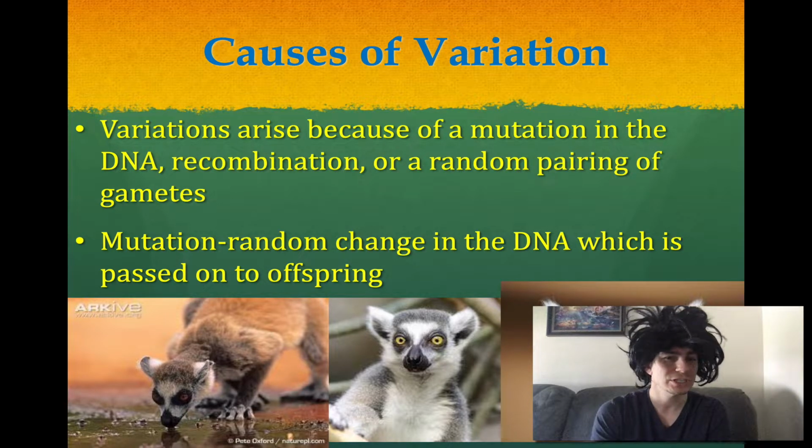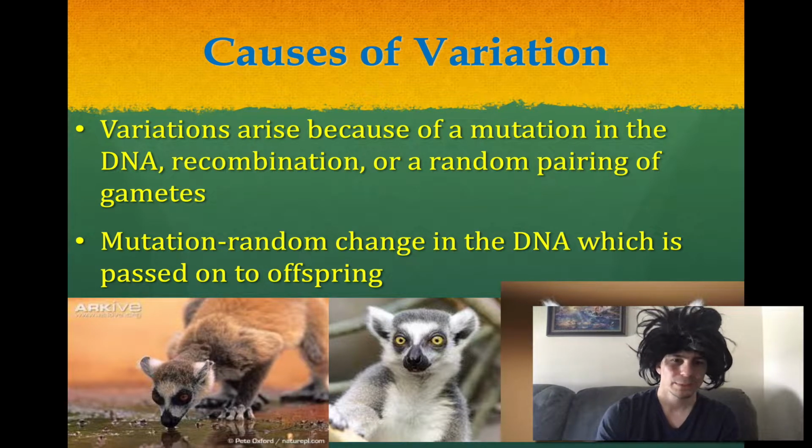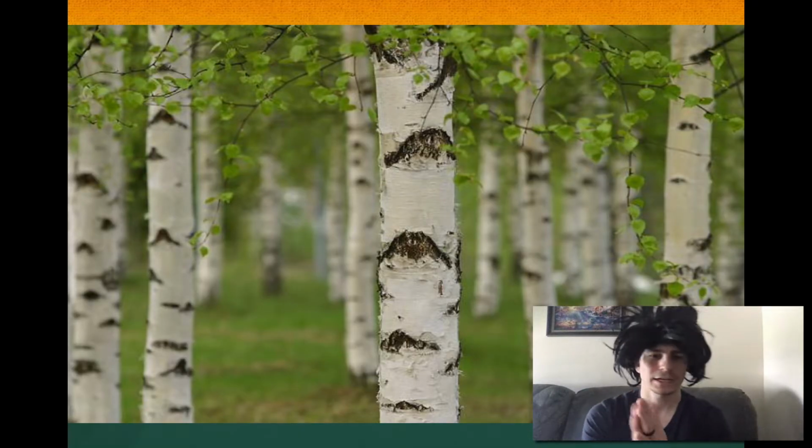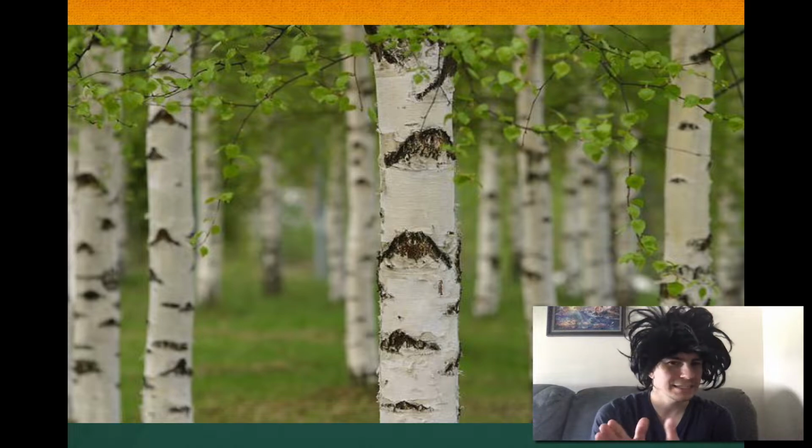We can get mutations. We can get recombination. We'll go over that in a few minutes. But mutations is the main one we're going to discuss a little bit. So before we get there, England in the 1800s.